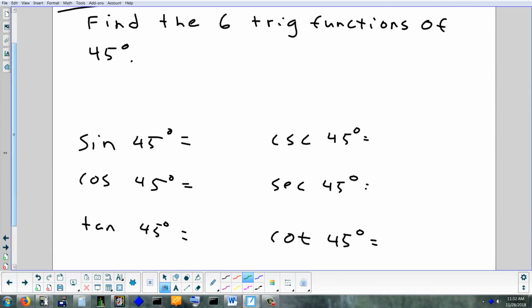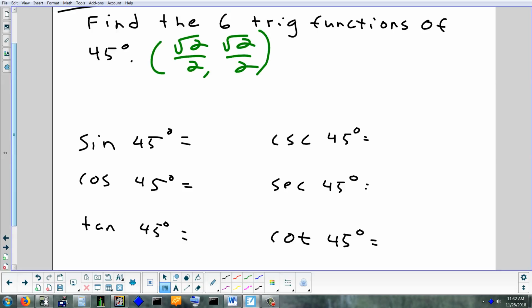Okay, so Madison, they've given me an angle of 45 degrees. What do I have to do first before I can do any of these 6? Find the coordinate. This is one we should just memorize: √2/2, √2/2. So you don't have to do any work to find it. We already did all the work. We're never going to have to go through all that again.